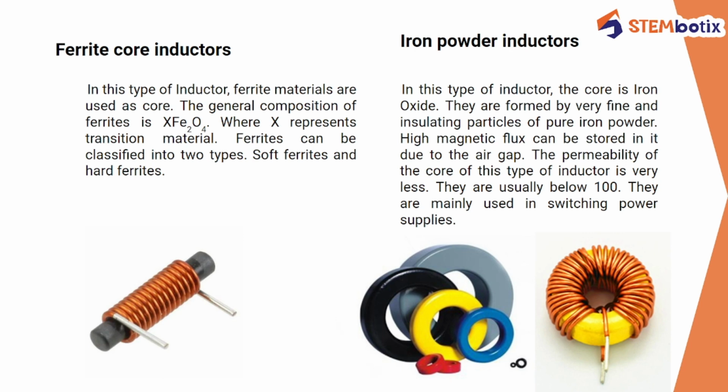Now the fourth type is iron powder inductors. In this type of inductor, iron powder is used to form a core. The core is iron oxide. They are formed by very fine and insulating particles of pure iron powder. High magnetic flux can be stored in it due to the air gap.